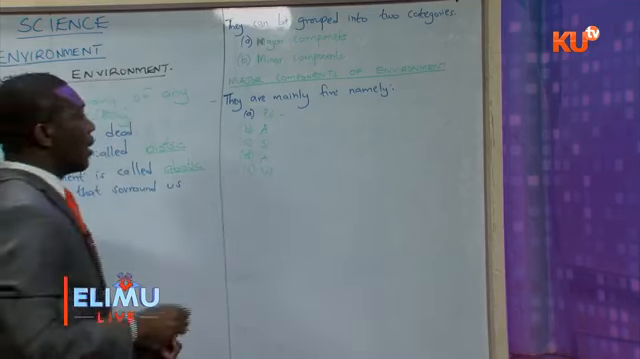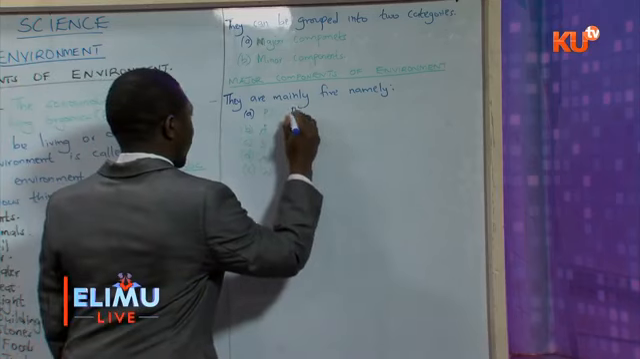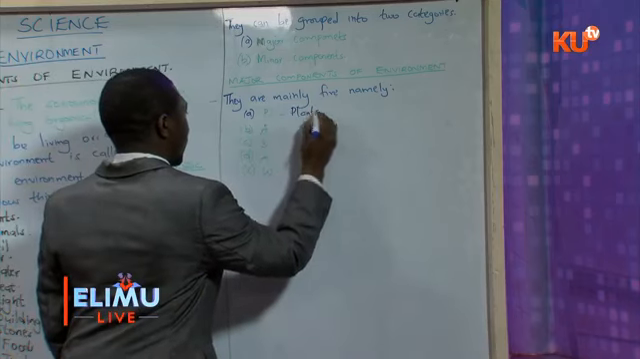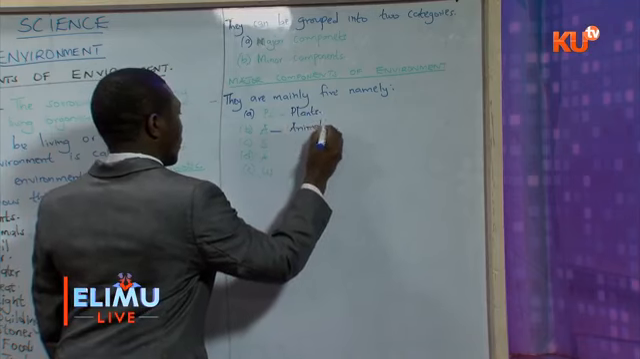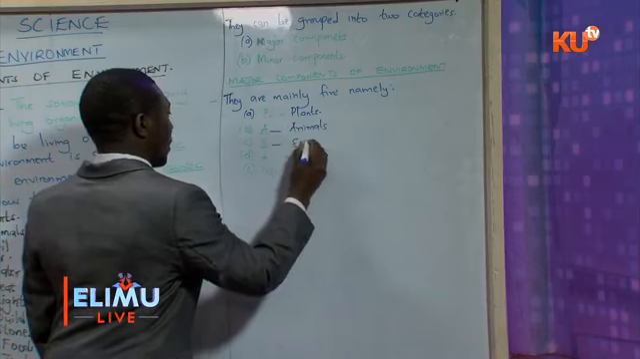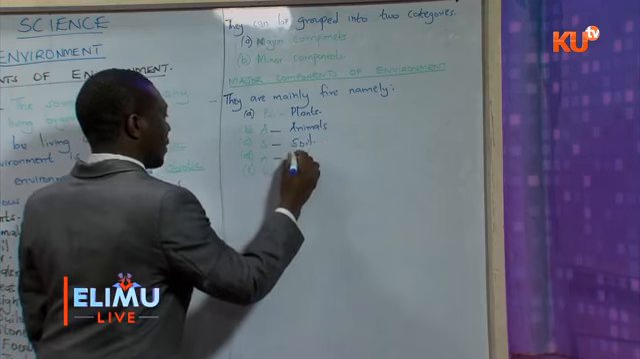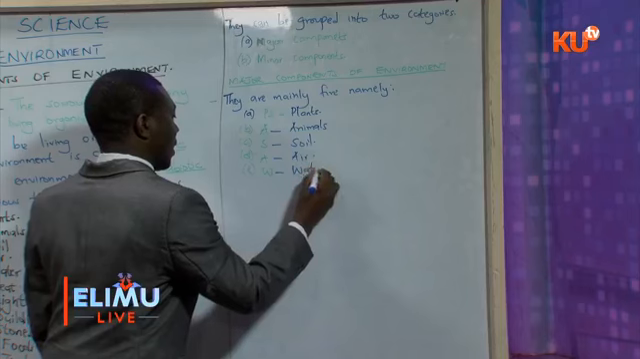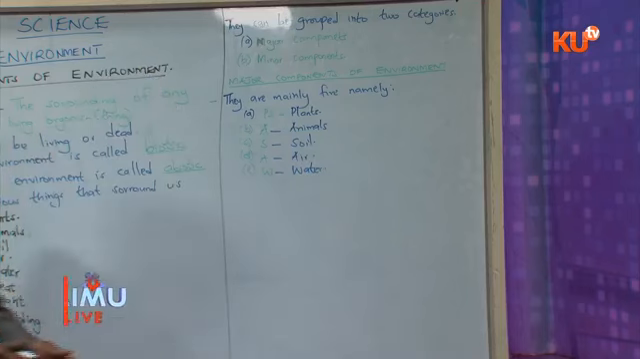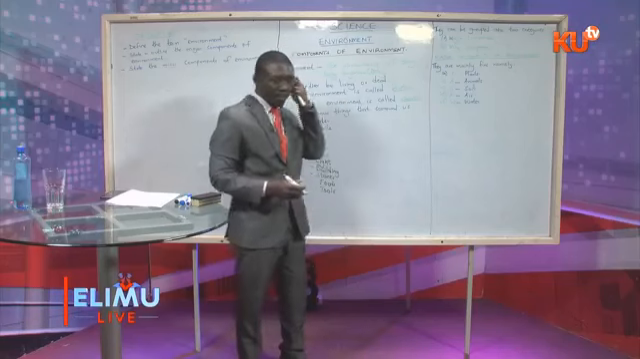So the first one, letter P stands for plants. Letter A stands for animals. Letter S stands for soil. And then this one stands for air. And then this one stands for water. So the major components of environment, we have got five of them.